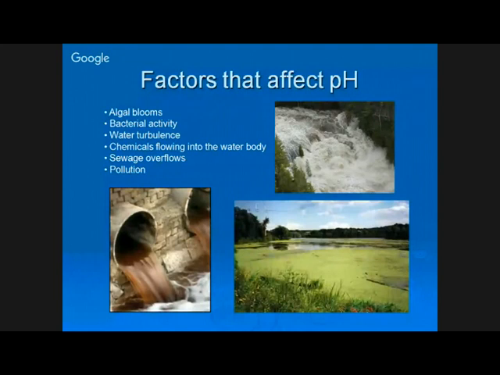Then another is the bacterial activity. Bacterial activity means sewage. If the sewage from the domestic effluent enters the water, then the pH either decreases or increases, depending on the source of the contamination. Then chemicals from the industrial effluent, that I have already explained. So these are the factors that affect the pH.